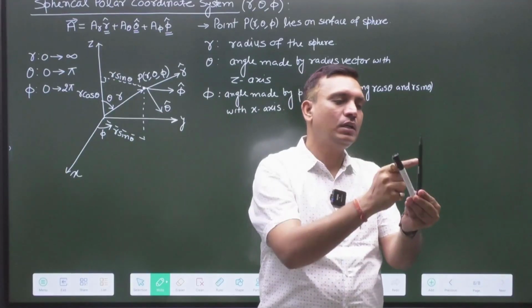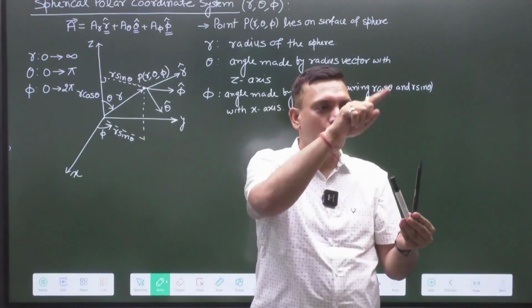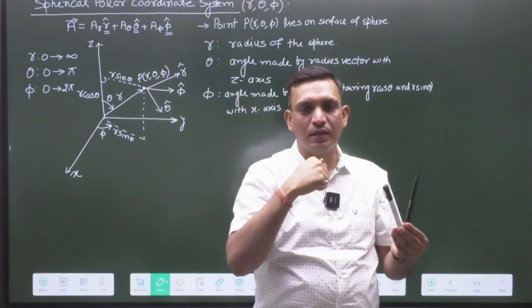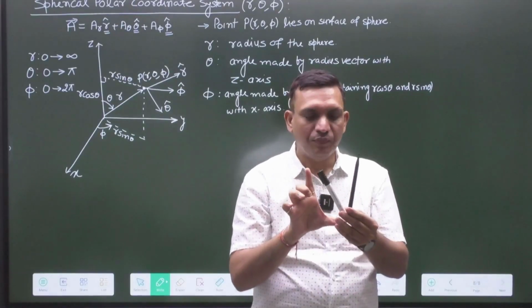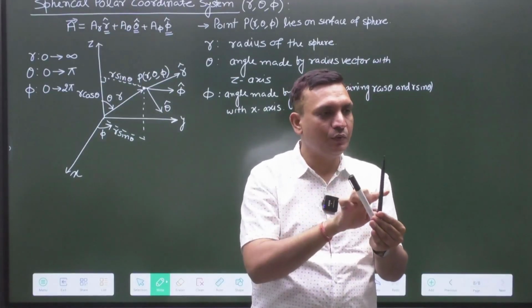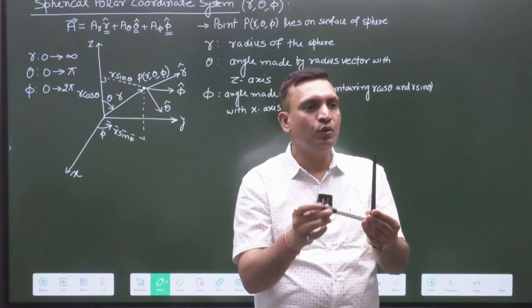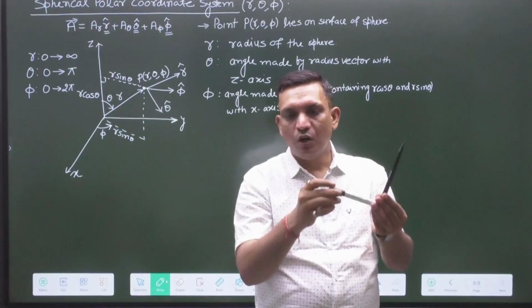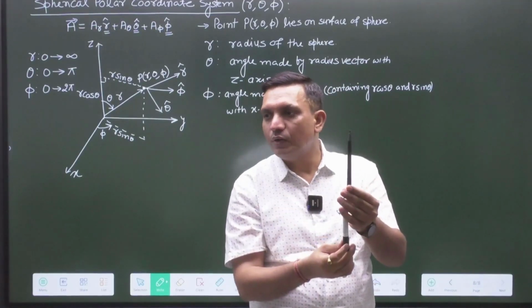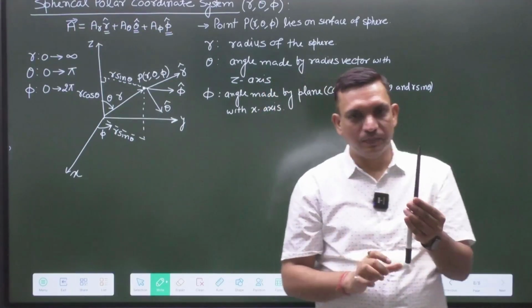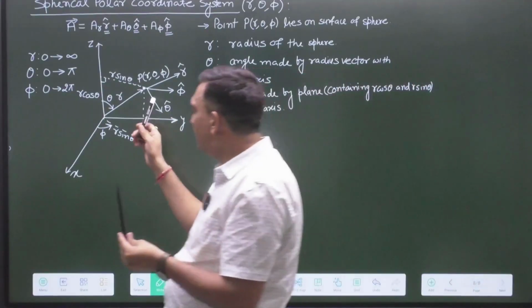This is also theta. This is also theta. So you draw a cone. All angles are theta. So that is the symmetry of theta. The radius vector makes an angle theta with the z axis. So that's why 0 to pi by 2 you will cover the upper hemisphere. From pi by 2 to pi you will cover the lower hemisphere. Okay? That is the angle theta.